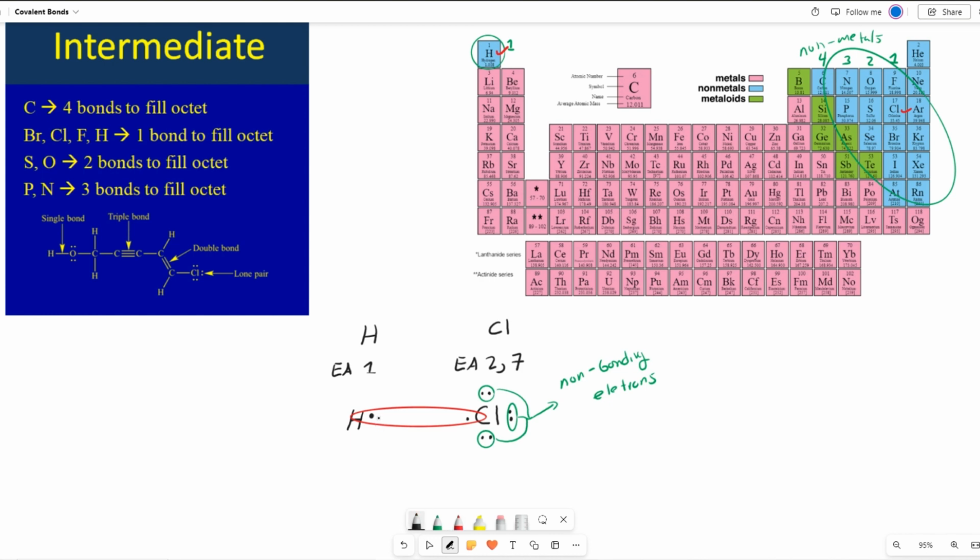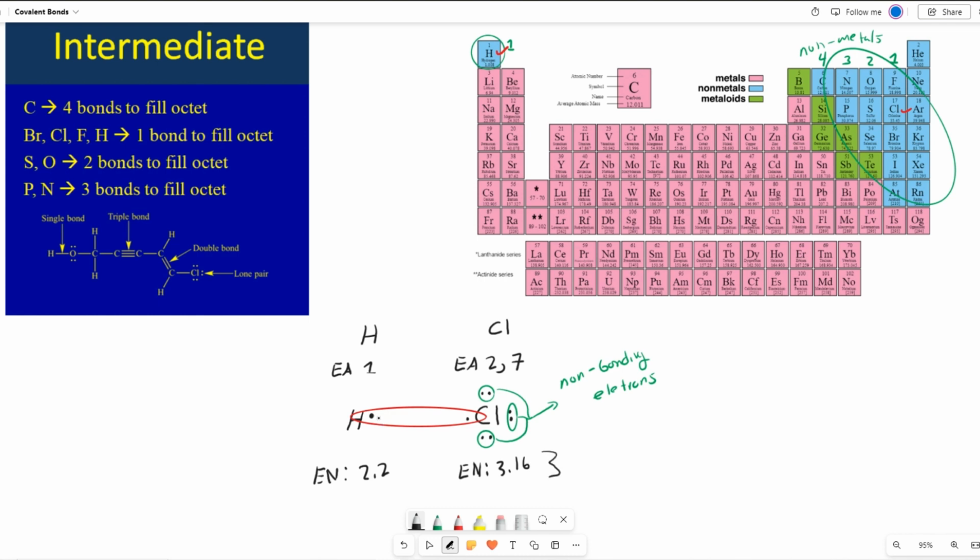Now, what kind of bond is it going to form? Well, let's take a look at the electronegativity differences. The electronegativity for hydrogen is 2.2, and the electronegativity for chlorine is 3.16.